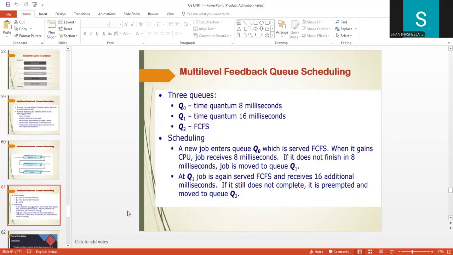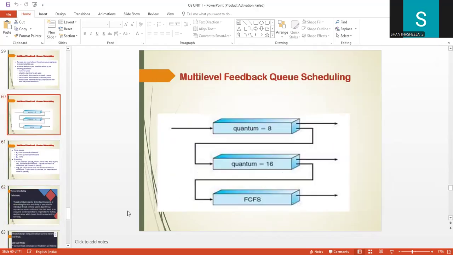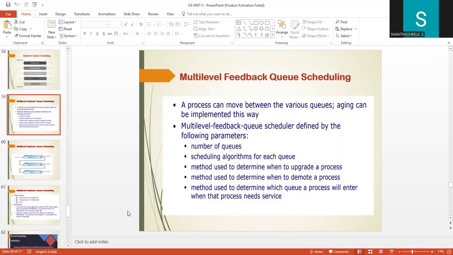At Q1, the job is again served FCFS, and it receives 16 additional milliseconds. Again, if some processes are left over, it is preempted and moved to the next level queue, which is Q2. So it is upgrading from Q1 to Q2. Both upgrading and demoting a process will happen in multi-level feedback queue scheduling. So this is what it was about multi-level queue scheduling and multi-level feedback queue scheduling. Yes, thank you.